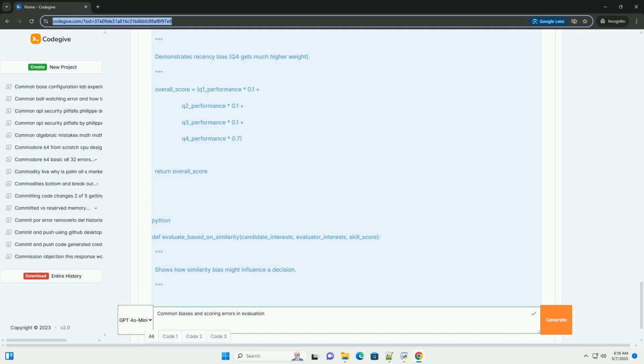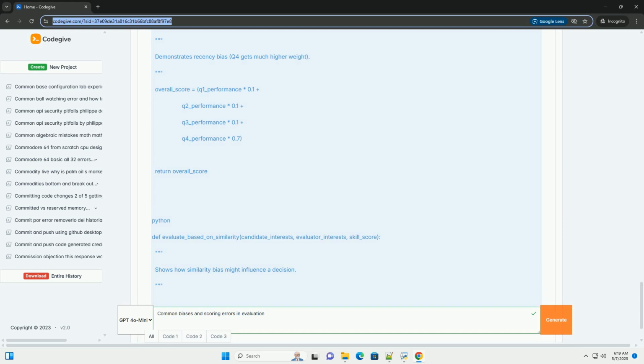Therefore, it's imperative to understand the most common biases, how they manifest, and what strategies can be employed to minimize their impact. 2. Common biases and scoring errors, a detailed exploration. Let's examine some of the most prevalent biases and scoring errors, along with strategies for mitigation. 1. Halo effect / horns effect.